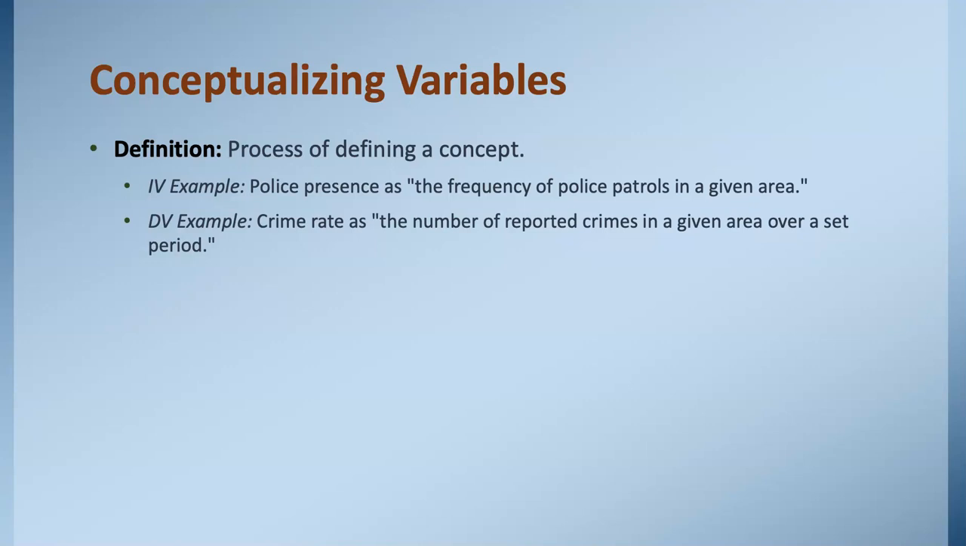So what are you doing? You're defining your variable. For the dependent variable, the crime rate, we would conceptualize that as the number of reported crimes in a given area over a set period. And as I was saying, you're going to do this within your methods section for all your variables.